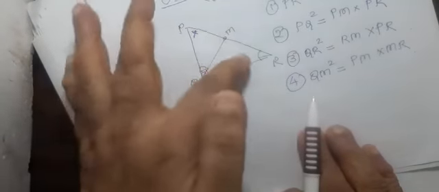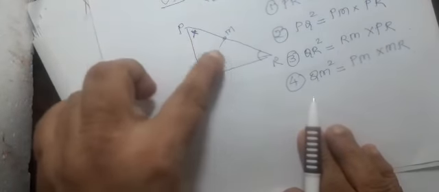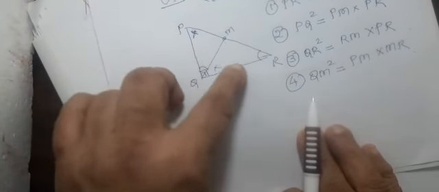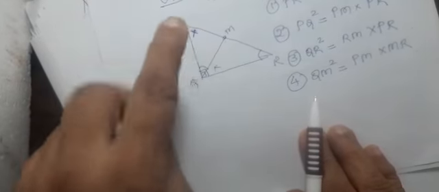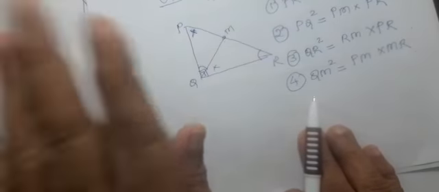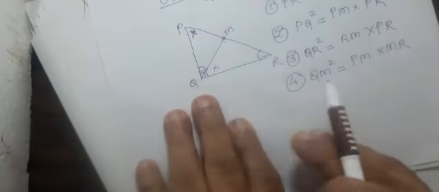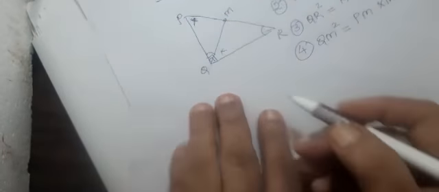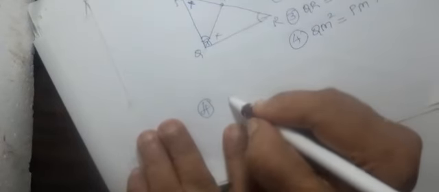So in order to prove that, you should take these 2 triangles, only 2 triangles, and you should prove that they are similar. If you prove that they are similar, you will get this formula. So the fourth one I will tell you. The fourth one means QM squared. I want to prove here in this figure: QM squared is equal to PM into MR.